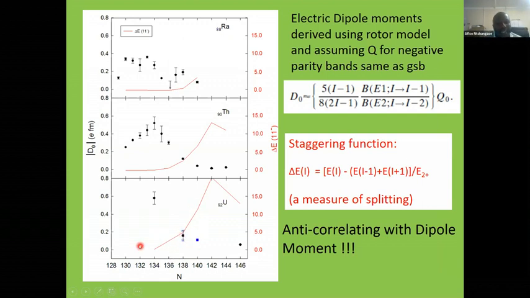We also compared the staggering function with the data. Interestingly, there is an anti-correlation between the staggering and the dipole moment. In the traditional octupole region, the dipole moments are very high compared to the staggering function. But in the vibrational region, the staggering function, which is actually a measure of splitting between the bands, is very high compared to the dipole moment.